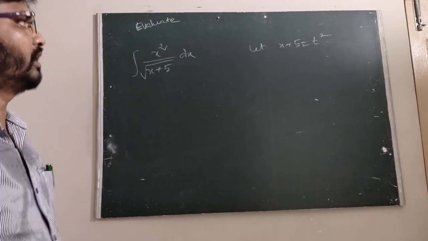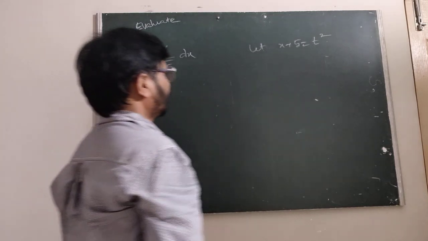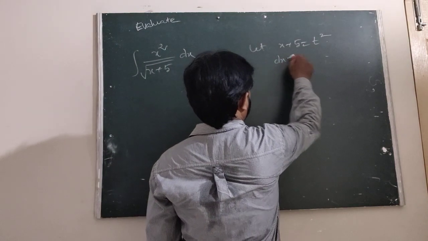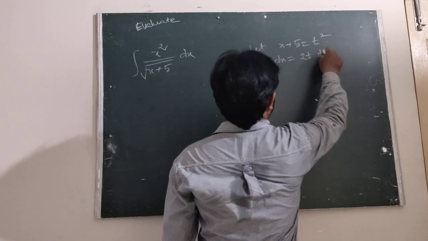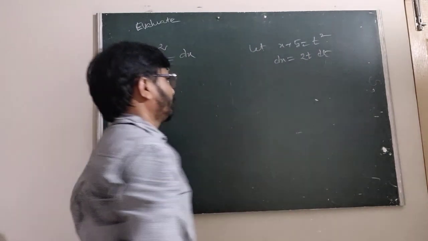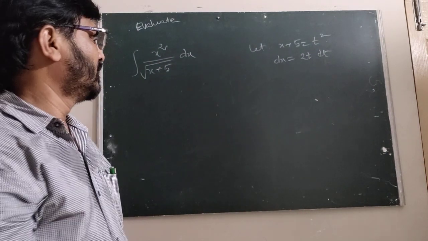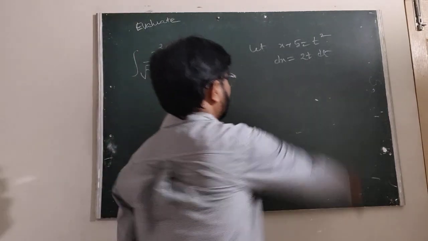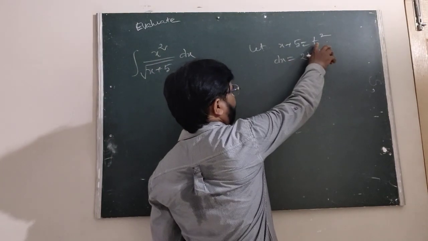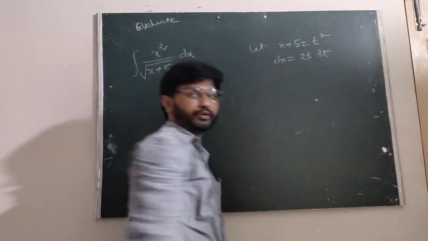That's why we are taking the under root part as t square. The derivative of x is dx. The derivative of t square is 2t dt. Is it okay? Differentiating on both sides: derivative of x is dx, derivative of the constant is 0, derivative of t square is 2t into dt.